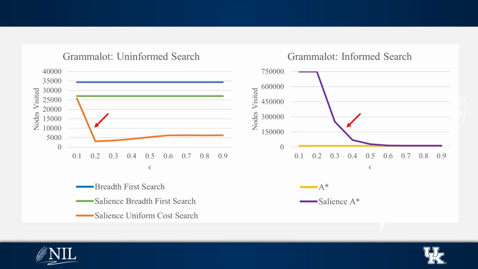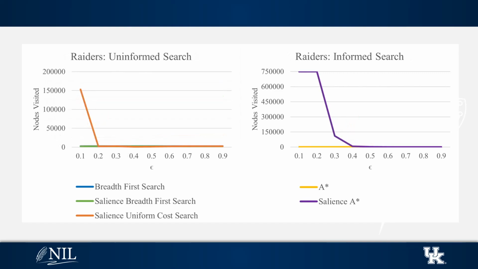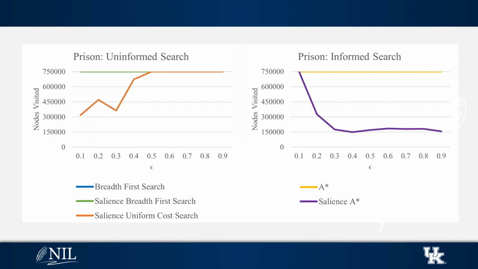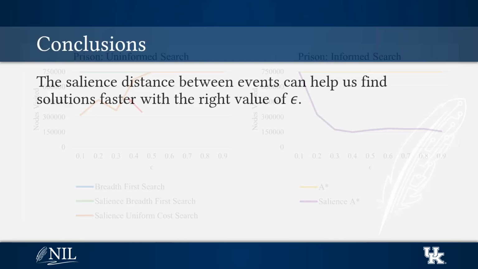But epsilon does matter for salience uniform cost search and salience A*. Sometimes the salience-based searches were always better for a problem, and for some problems you can find a value of epsilon that will do at least as well as the traditional searches. Usually performance improved as epsilon got larger, with one exception. On this problem, lower values of epsilon were better for uniform cost search. This means there's probably no single value of epsilon that will do well in all domains.